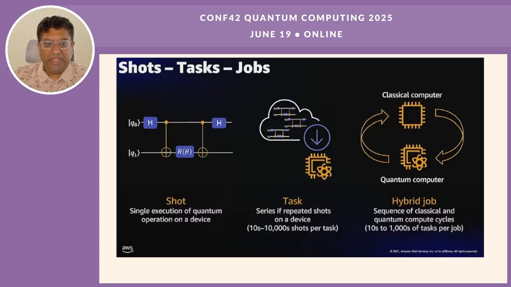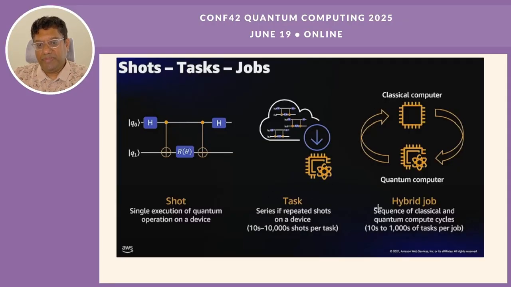This slide explains how quantum computers process operations. On a quantum computer, the smallest execution is called a shot. A single execution of a quantum operation on a device is called a shot. This first one explains how a shot works, and basically we call it a circuit. If we have more than 10 shots, we can combine them as a task and submit it to a quantum computer. So a task executes a series of shots.